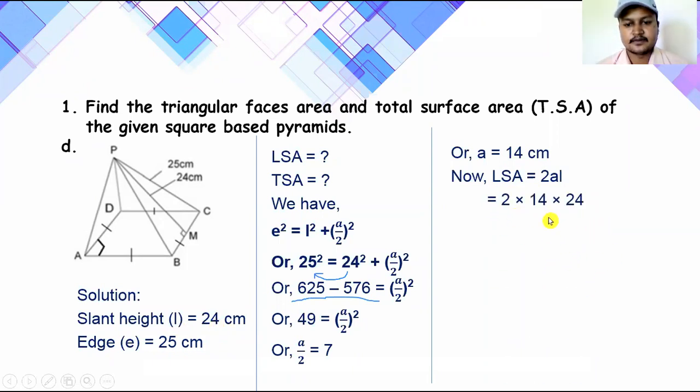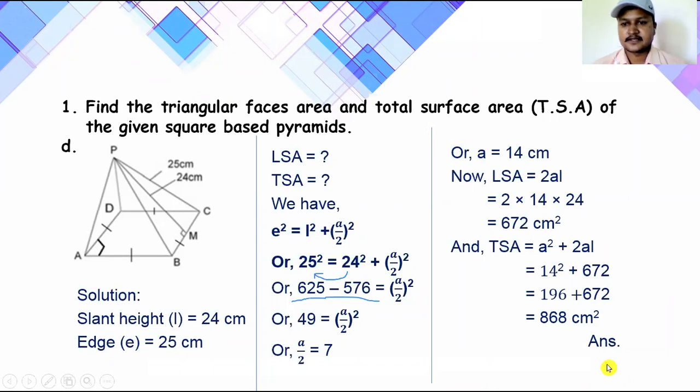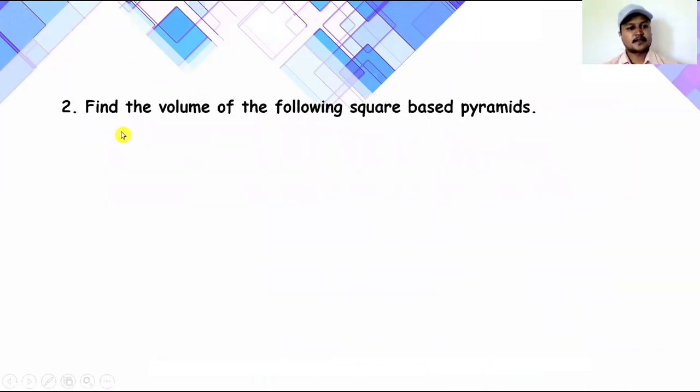Multiply these three. 672. Okay, it is lateral surface area. And after that, total surface area, A square plus 2AL, value of 2AL is already calculated. That is 14 square plus 672. 14 square 196 plus 672. And their sum is 868 square centimeters. These are our required answers. Let's move to next question.